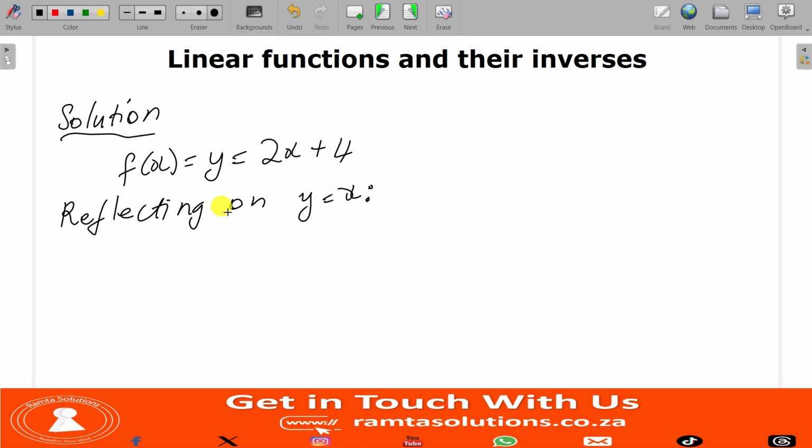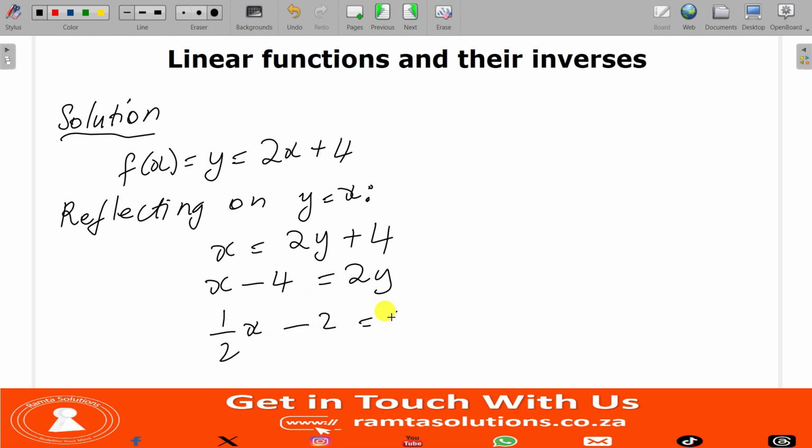This is an instruction. What was x becomes y, what was y becomes x. So x equals 2y plus 4. Now we will make y the subject of the formula. This will become x minus 4 equals 2y. Dividing throughout by 2, we have half x minus 2 equals y. What does it mean? This means f inverse of x is half x minus 2. Now, this is the equation of the inverse.